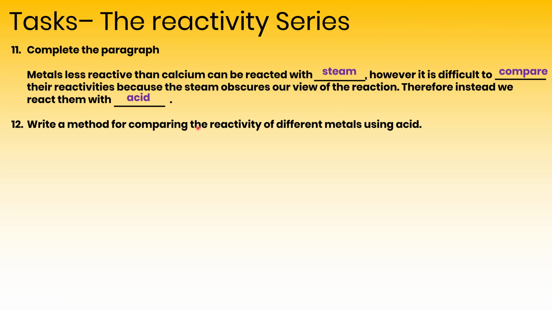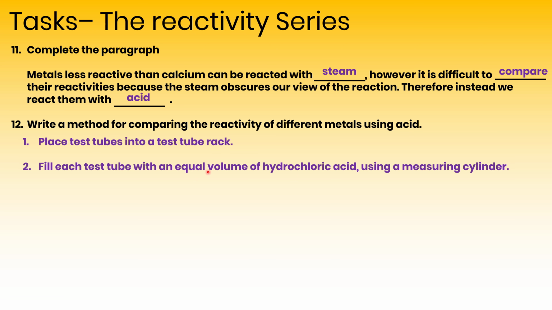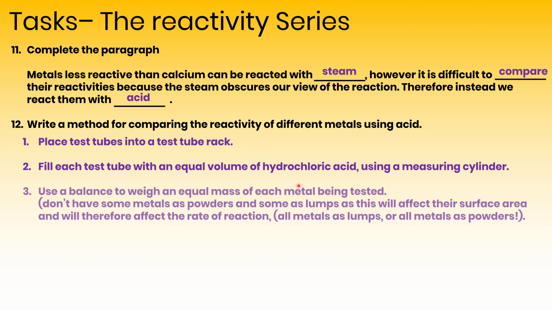Let's write a method now for comparing the reactivity of different metals using acid. We're going to place our test tubes into a test tube rack. We're going to fill each test tube with an equal volume of hydrochloric acid using a measuring cylinder. We're then going to use a balance to weigh an equal mass of each metal being tested, making sure we either use all lumps or all powders because we don't want to change the surface area, key control variable.